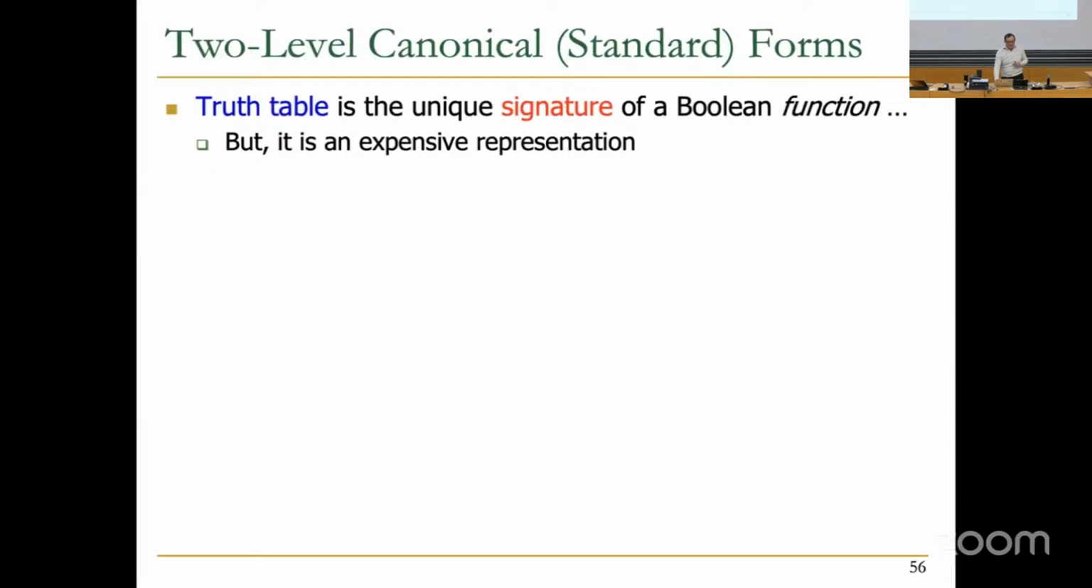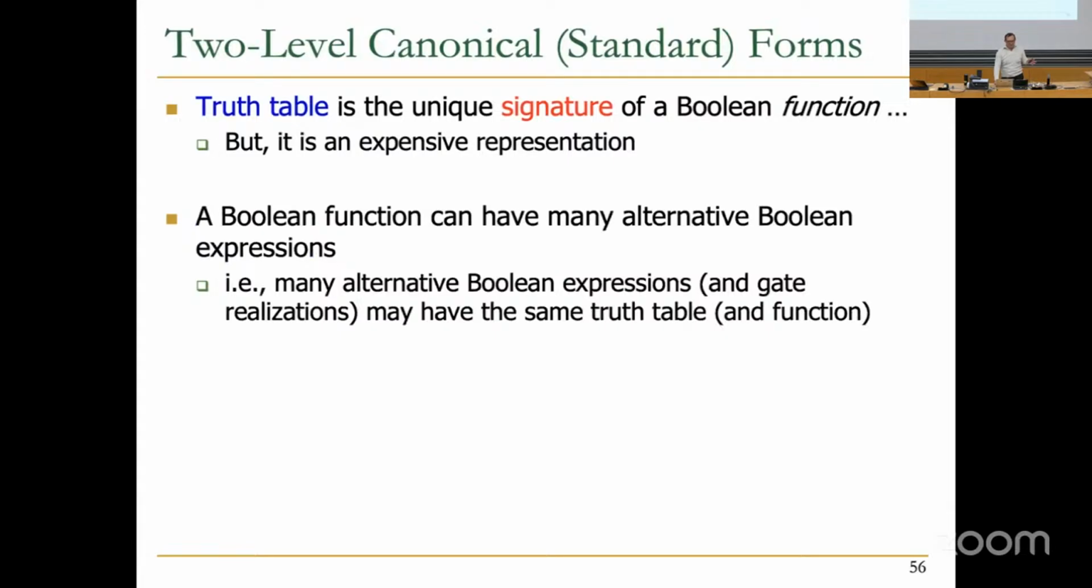So essentially, a truth table is a unique signature of a Boolean function, but it's an expensive representation. A Boolean function has many alternative Boolean expressions.